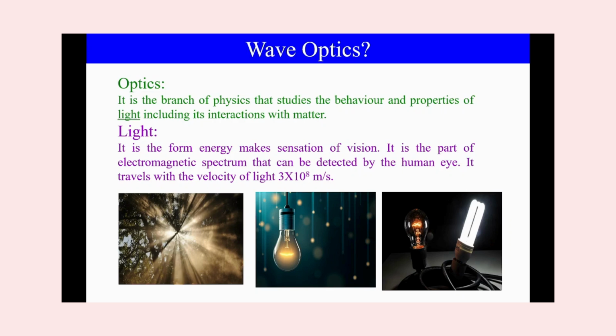In this slide, different examples are given for light sources. The first picture represents natural light, that is sunlight. The second and third pictures represent artificial lights.